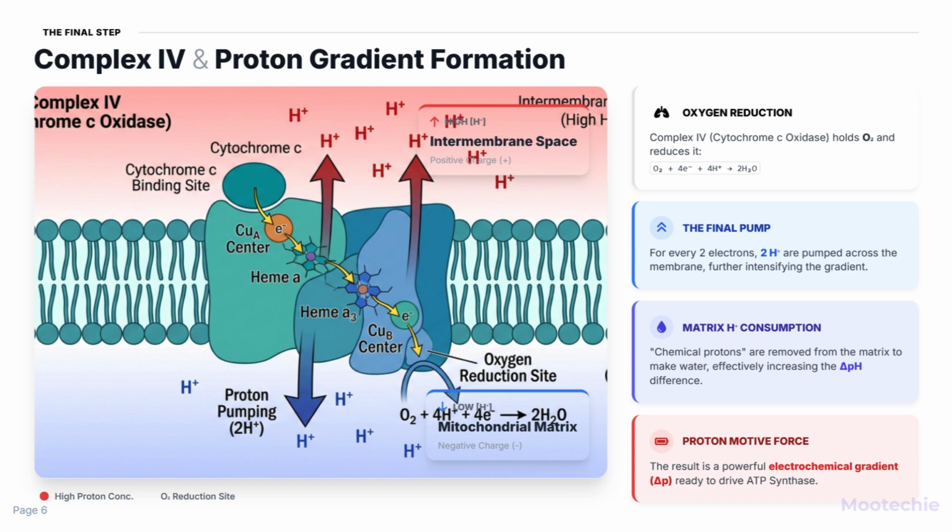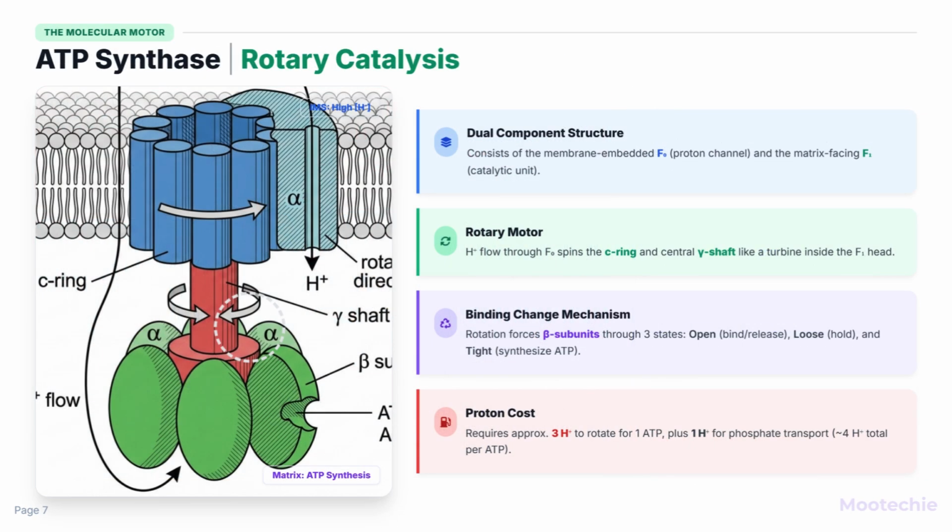Moving forward, let's understand ATP synthase and its process of rotary catalysis. It has a dual component structure: the membrane-embedded F0 unit, which is a proton channel, and the matrix-facing F1 unit, which is the catalytic part. This structure acts as a rotary motor. The flow of hydrogen ions back through the F0 unit spins a C ring and a central gamma shaft, much like a turbine inside the F1 head.